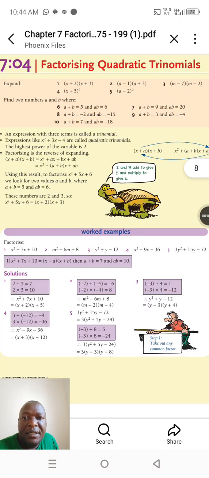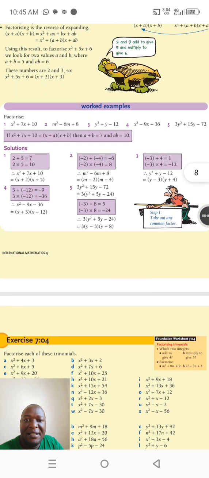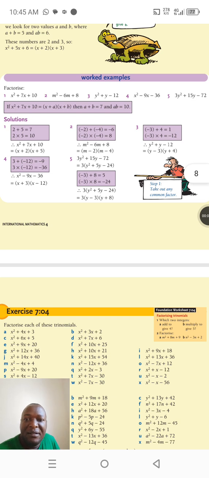Hello students, welcome to today's lesson presentation in mathematics on factorization with a specific focus on factorizing quadratic trinomials. That means a quadratic expression with three terms, as indicated in worked examples, with the question that reads: factorize question 1, x squared plus 7x plus 10.